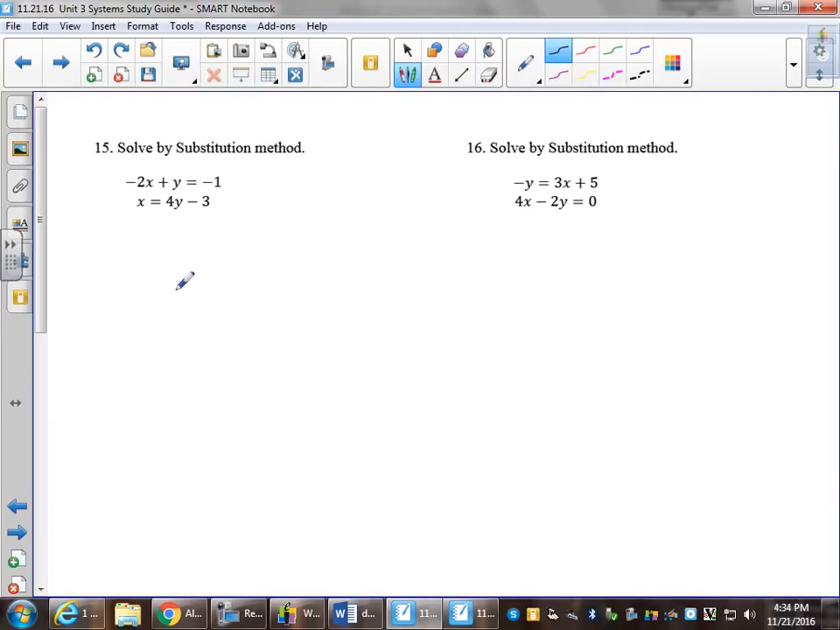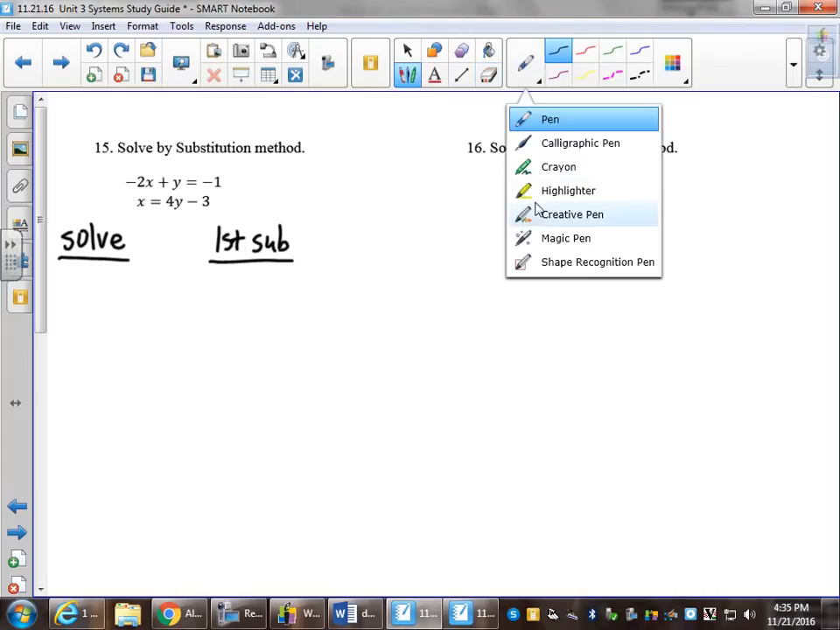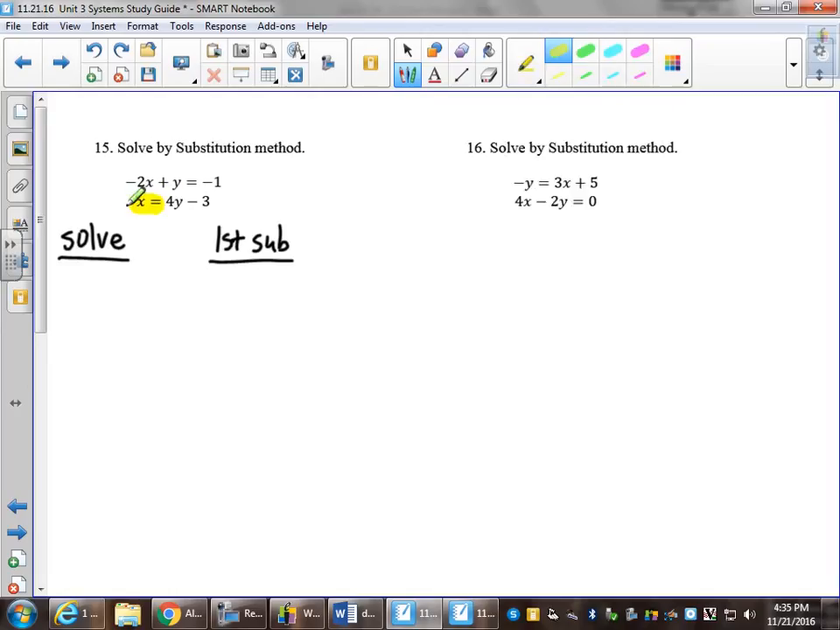Taking a look at 15, notice substitution. So right away, we should think solve. First sub. Second sub. I might not be able to fit second sub there. I don't want to crowd this question. We'll see how it goes. It's nice because this one is already solved for x. So right away for my solve step, I have something to write already. x equals 4y minus 3, and no work involved. Put it in a box.